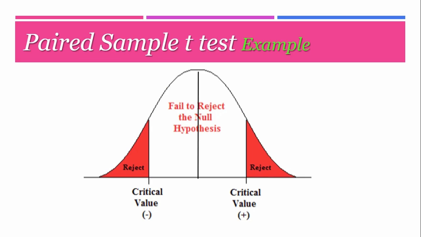The same we can see from the normal distribution curve. Since the calculated value is negative, it falls on the left-hand side of the curve. The critical value is minus 2.262 and the calculated value is beyond 2.262, falling in the null hypothesis rejection zone. Hence, we can reject the null hypothesis and accept the lower-tailed alternative hypothesis.